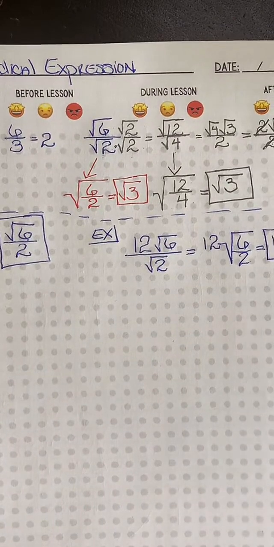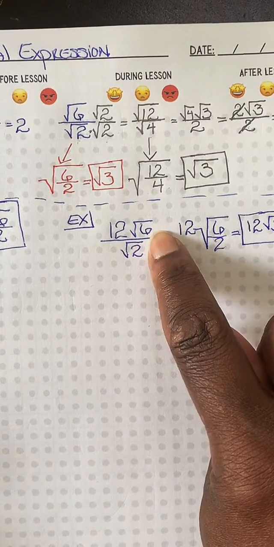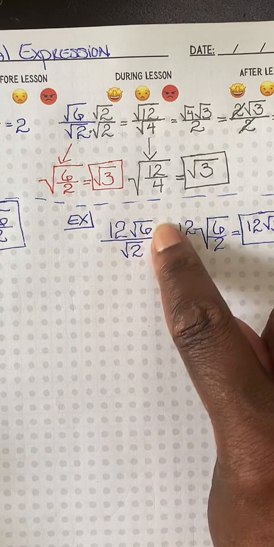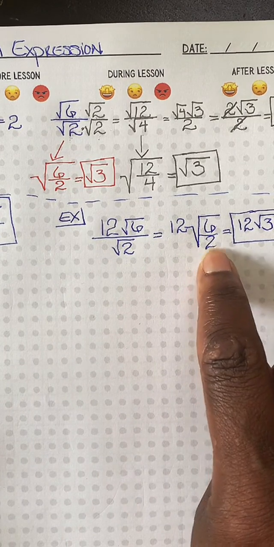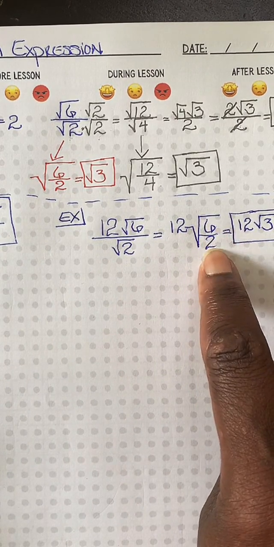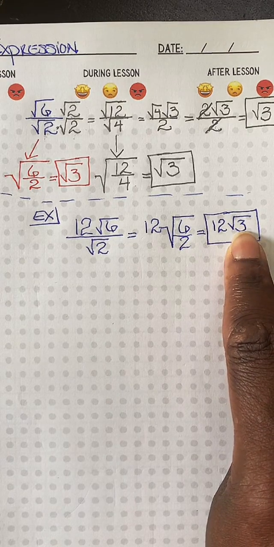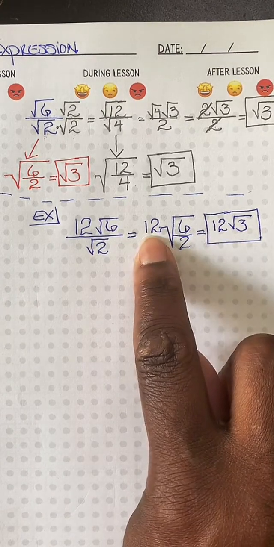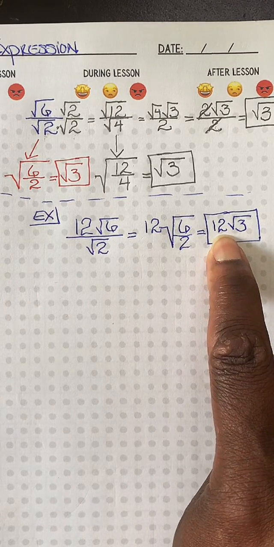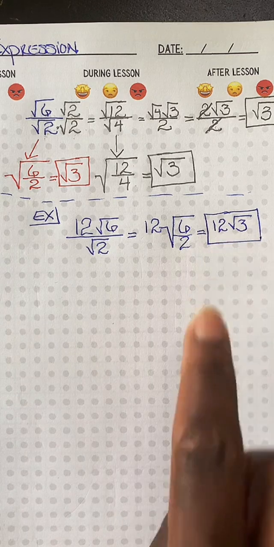But we still have two radicals? No, we don't. Because what happens is I divided these two. I put them underneath one radical. So we only have one radical here. So 6 divided by 2 gives our 3, which remained underneath the square root of 3. And then the 12, which is the whole number, is set next to the square root of 3.